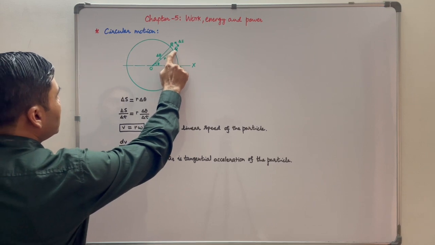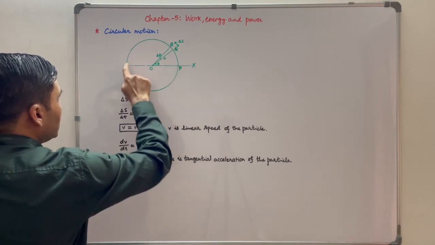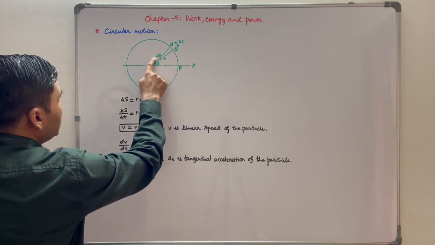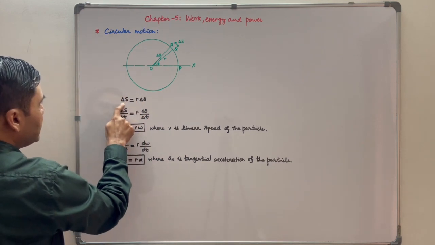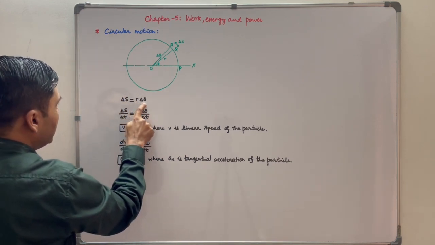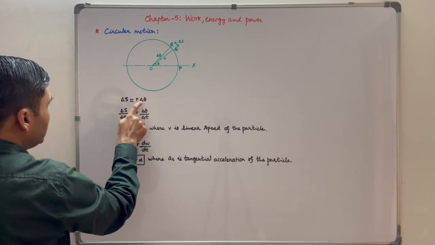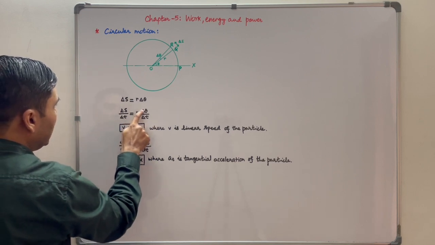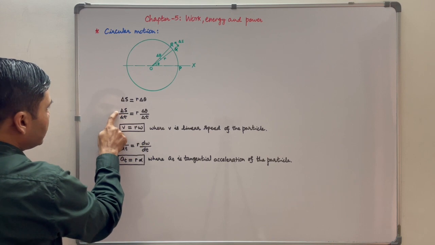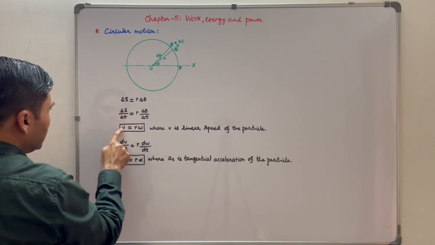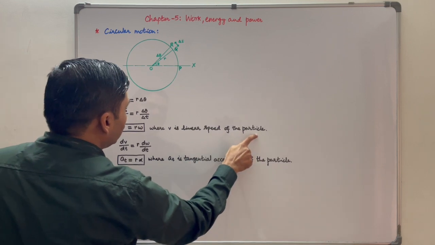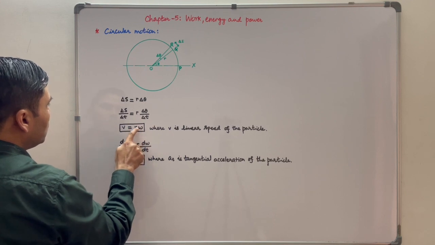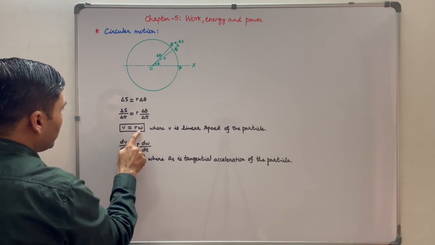Suppose the particle travels a small distance delta s on circular path in time interval delta t. Its angular displacement is delta theta. Then from trigonometry we can say that delta s is equal to r into delta theta. If we differentiate both sides of this equation with respect to time, we get delta s upon delta t is equal to r into delta theta upon delta t. Delta s upon delta t is represented by v, which is linear speed of the particle, not linear velocity. Delta theta upon delta t is omega. So we have got this formula, v is equal to r omega.